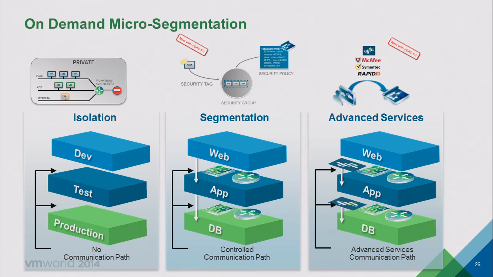And those security policies can also be linked to all of our partner ecosystem of advanced firewalling, guest introspection services for antivirus, intrusion detection, and so forth. And that gives us advanced services. So it's really that combination of leveraging the NSX distributed firewall to provide the controlled communication path and the advanced partner services. This really enables us to provide secure, on-demand micro-segmentation through combining and integrating vCloud Automation Center and NSX.